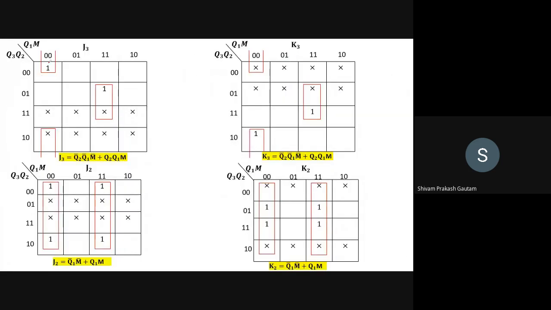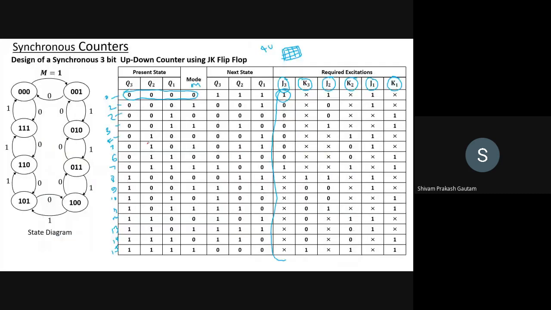You can see when all are 0, J3 is equal to 1. Next case, we will see 1 is where? 1 is here. So 0, 1, 1, 1, that is 7. At 7, we are having 1.